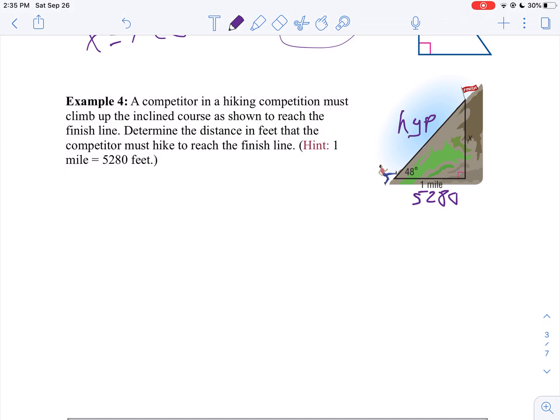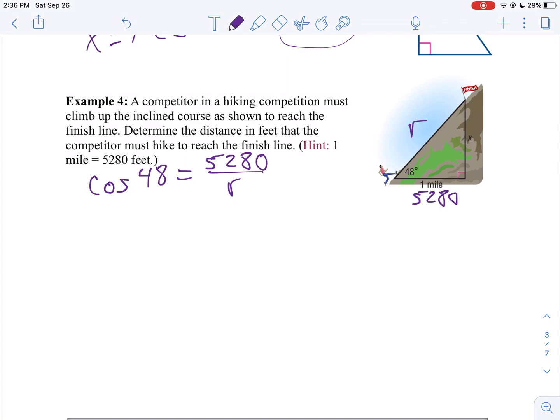Which I think I'm just going to call a variable. Let's call it r. So we're going to say adjacent over hypotenuse, just like the last problem. So we're going to say the cosine of 48 degrees equals your adjacent, which is 5,280, over hypotenuse, which is r. Now, r is in the wrong spot, isn't it? r is in the denominator. We don't like solving problems with the variable in the denominator.